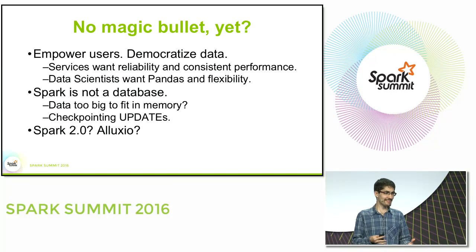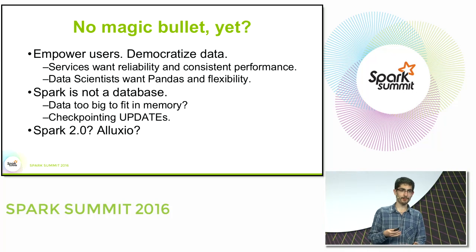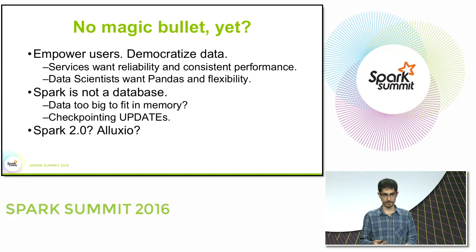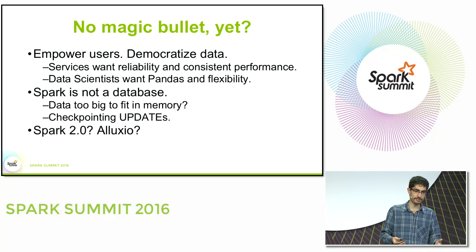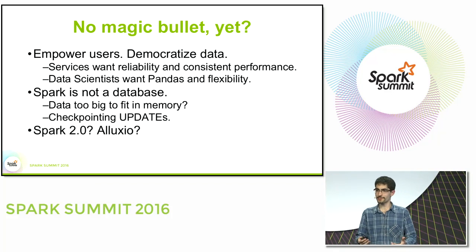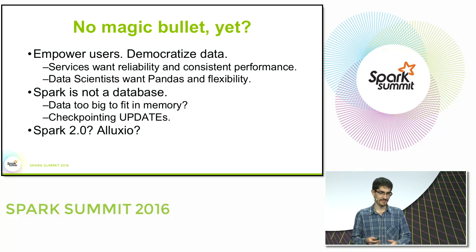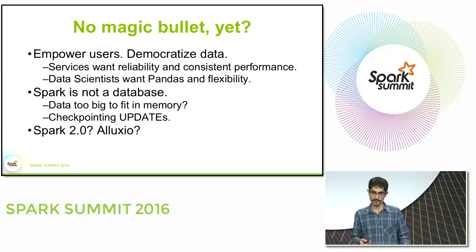The reality, obviously, is never as easy. Otherwise, we wouldn't have jobs. So services want reliability. They want consistent performance. They care about P99, so they care about minimizing the worst case response time. On the other hand, data scientists want flexibility. They want features. And when they want features, that allows them to break things. It allows them to issue bad queries.